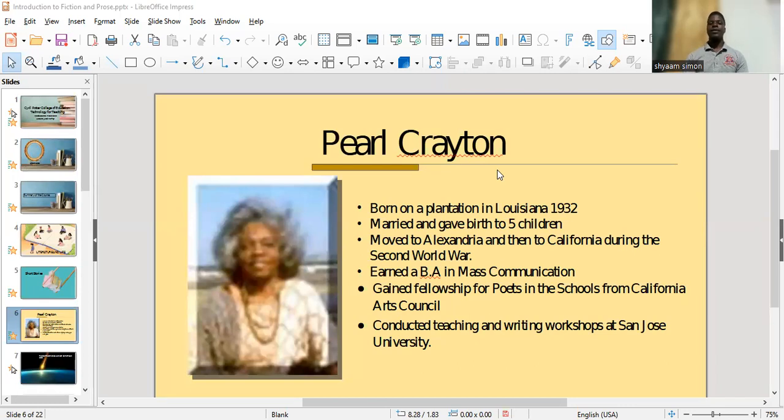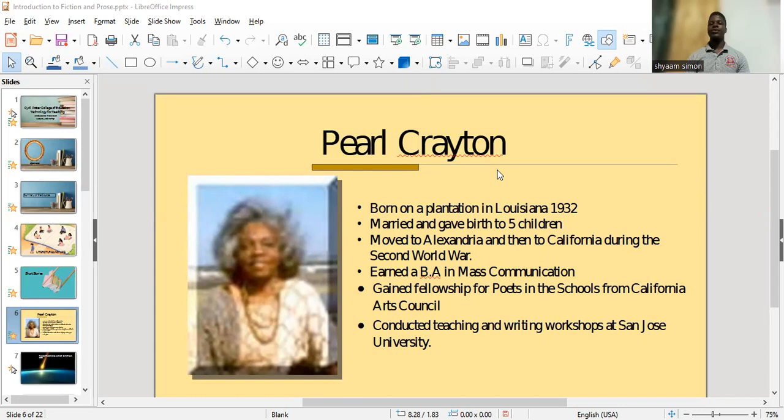Now, Miss Pearl Creighton was born on a plantation in Louisiana in 1932. She gave birth to 5 children and was married and then later divorced. Throughout her life, she moved from location to location. At one point in time, she lived in Alexandria, and at another point in time, she moved to California. And this was during the Second World War, which was from the years 1941 to 1945.